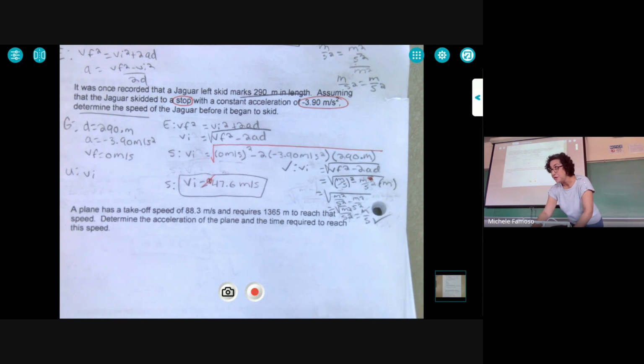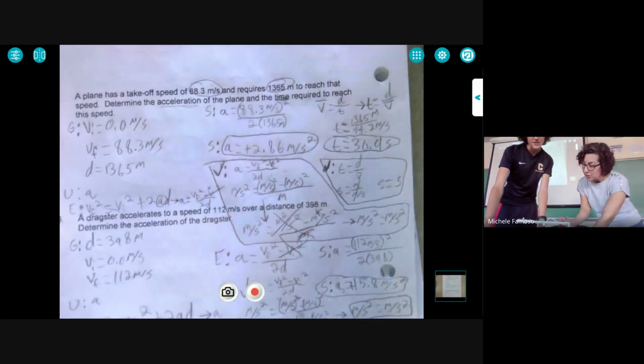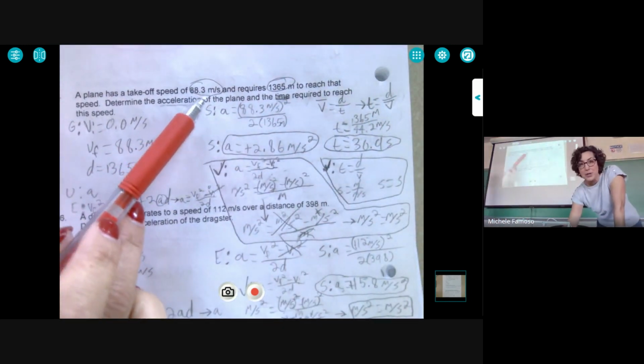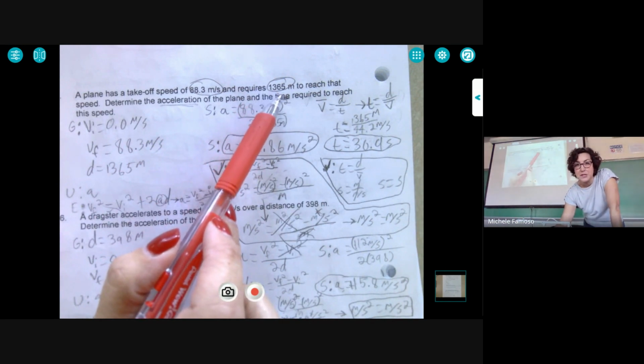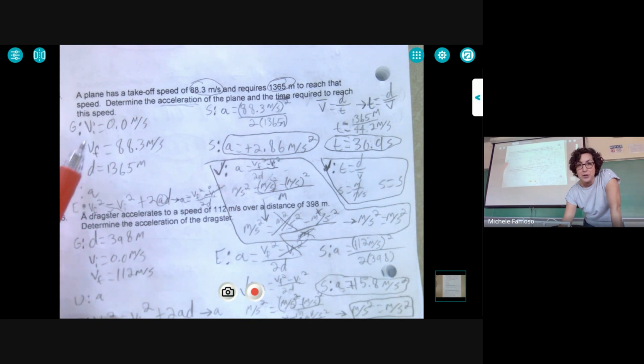All right, number 15. Alex, I want you to come up and show us your solution to 15, please. Number 15 has 2 things that we're looking for, so this one's longer. We've got to move, though, otherwise we're going to run out of time. So we have our 88.3 meters per second, the 1,365 meters. We're looking for A and T. We start out with VI is 0 meters per second, VF is 88.3 meters per second, D is 1,365 meters. The unknown is A first.